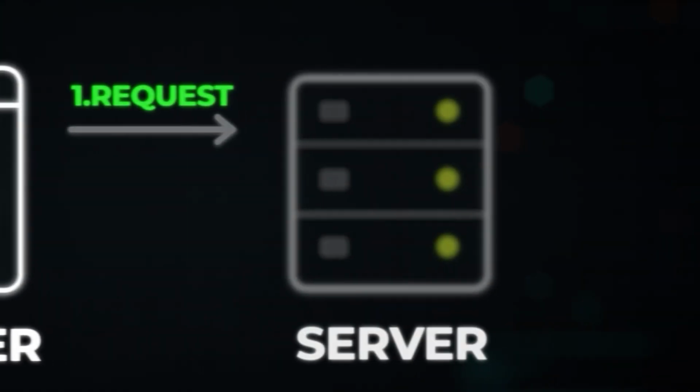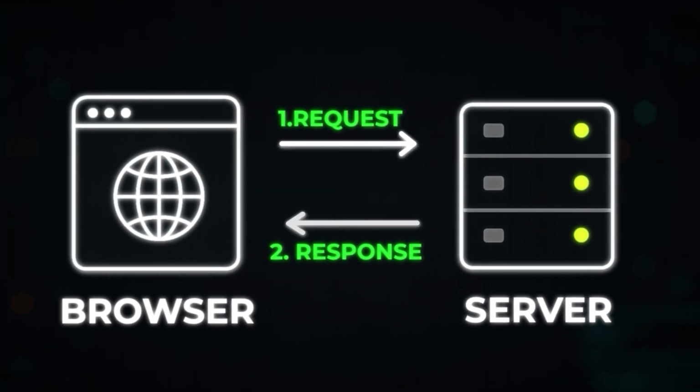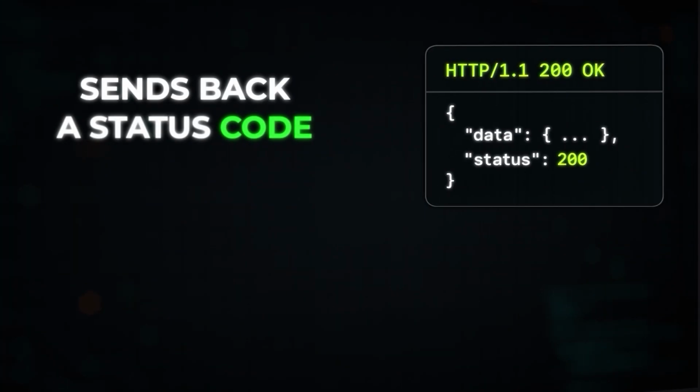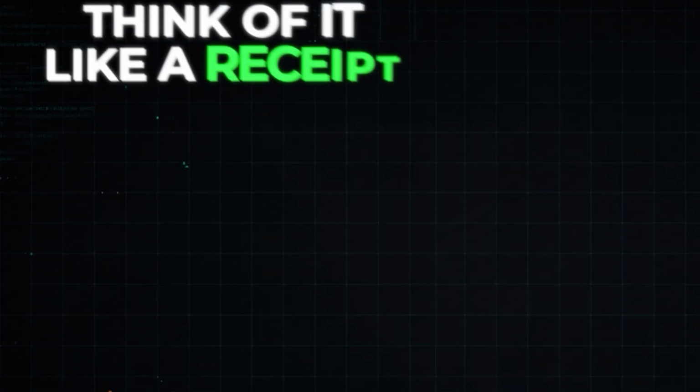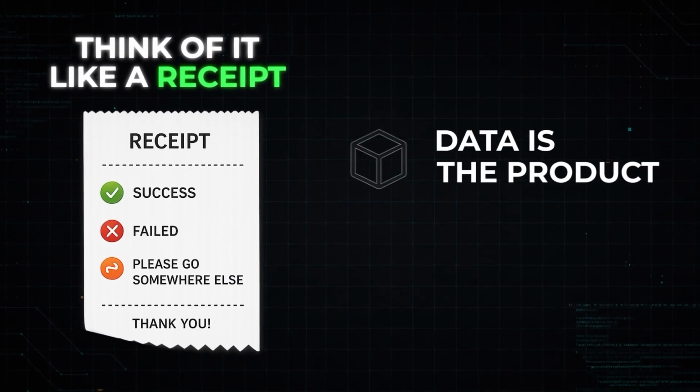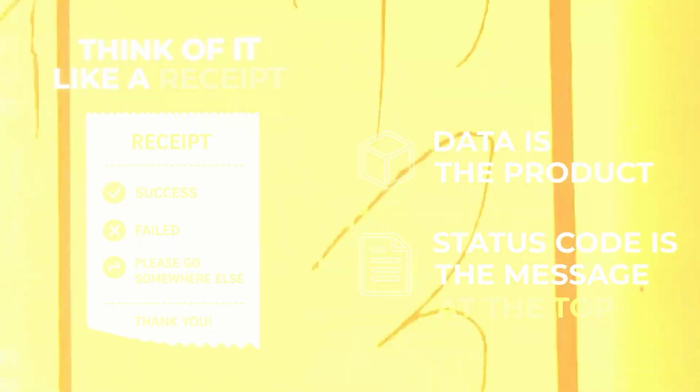Here's the whole concept in a nutshell. When a browser makes a request, the server doesn't directly send back data. It sends back a status code as well. This status code is a 3-digit number. This tells you exactly what happened with that request. Think of it like a receipt. The data is the product. The status code is the message printed on the top. Success, failure, well, go somewhere else.